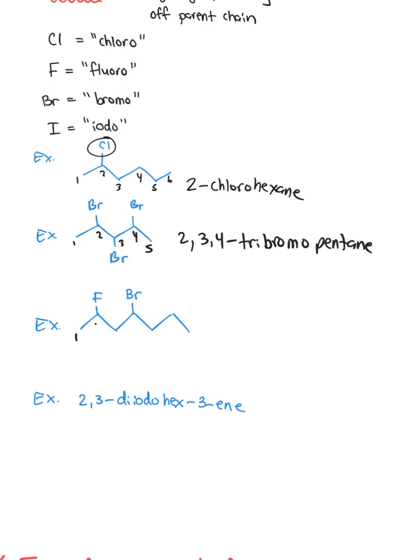And the last one, or second last one, we want to number in the lowest numbering system. This one starts from the left. I do alphabetically, so on the 4th carbon I have a bromo group. On the 2nd carbon I have a fluoro group, and then my parent chain is heptane.